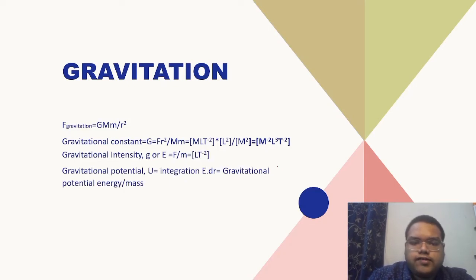Done. Next, gravitational potential U, which is the integration of E dot dr, which is also the same dimension as gravitational potential, which is equal to m to the power 0, L to the power 2, and t to the power minus 2, since it is E dot dr, right?